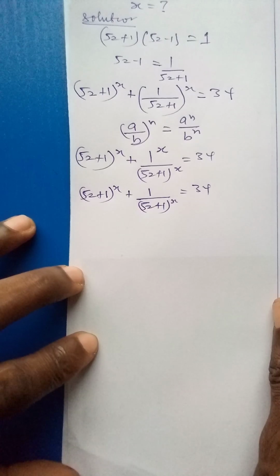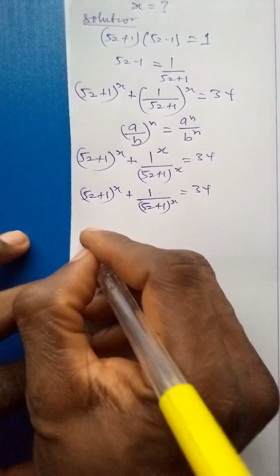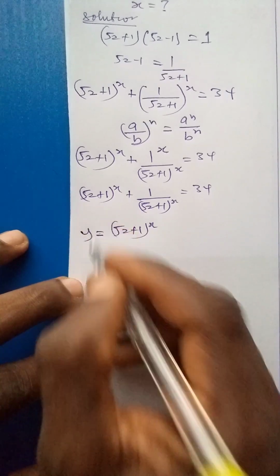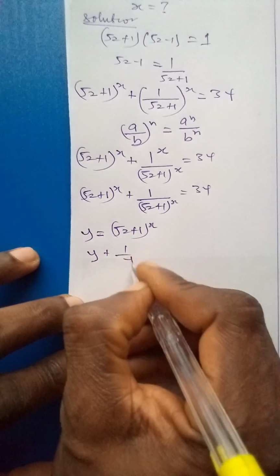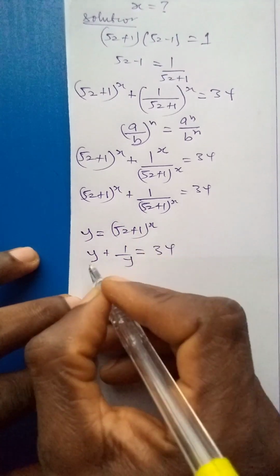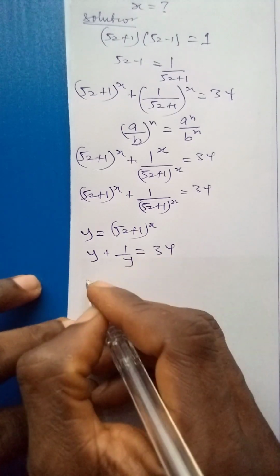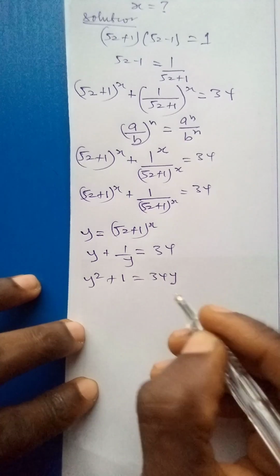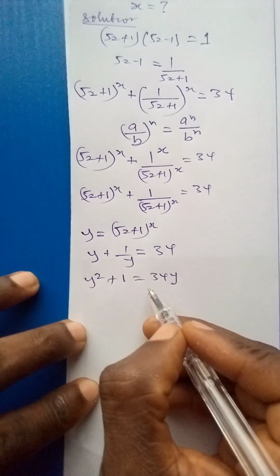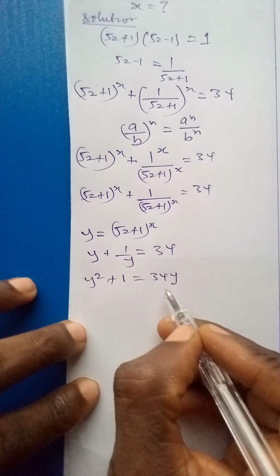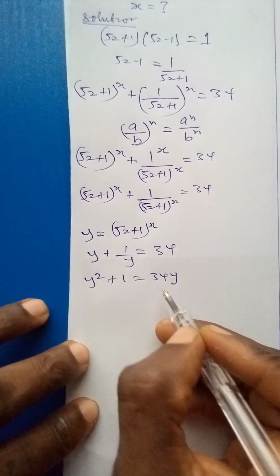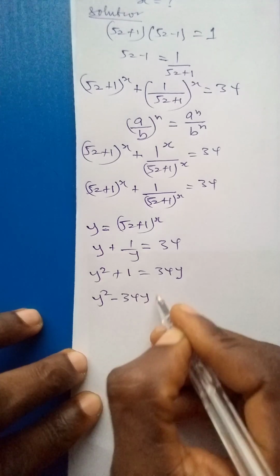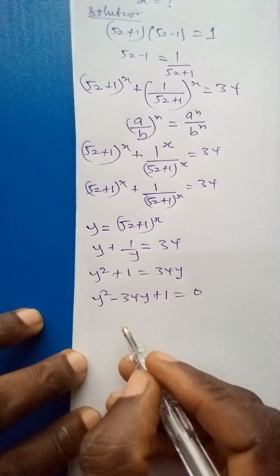Now, I need to make another substitution. That is, I will let y equal (√2 + 1)^x. So here I have y + 1/y = 34. If I multiply through by y, I'm going to get y² + 1 = 34y. Now, this is a quadratic equation. Let me now rewrite it in standard form. So I have y² − 34y + 1 = 0.